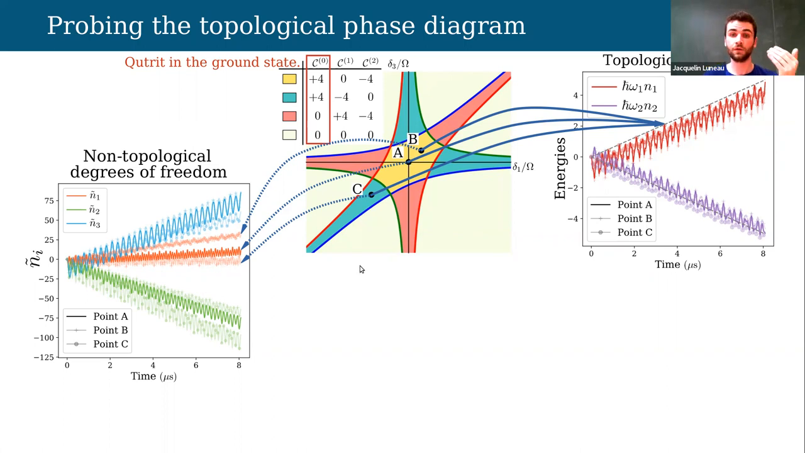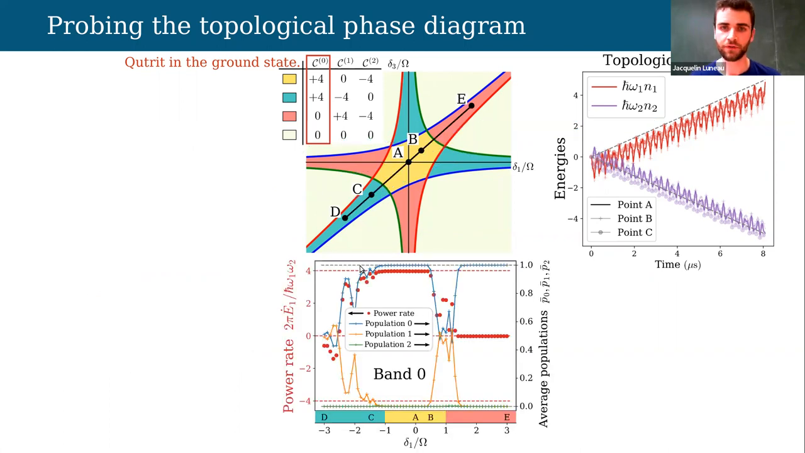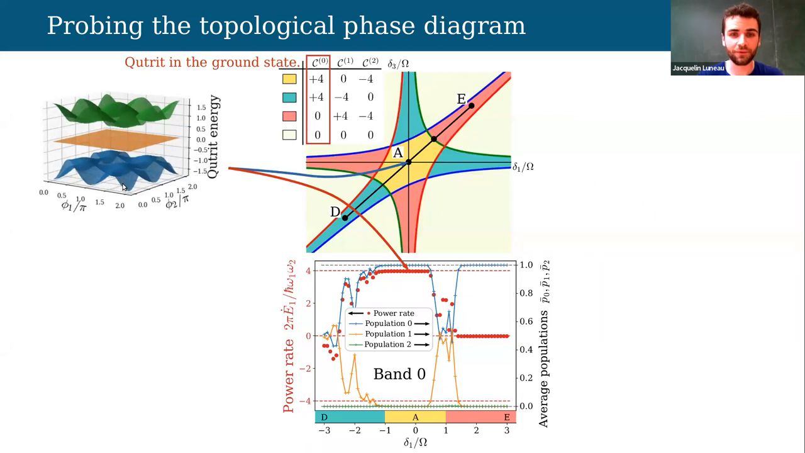So what we can do now is precisely probe this topological phase transition. We can measure this Chern number by measuring experimentally this rate of pumping, this power rate in the topological degrees of freedom. The slope here will be just related to the value of the Chern number. So for example, when we set the value of the parameters near point A here in the yellow region, if we prepare the qudit in its ground state near point A in the parameter space, the ground state is largely gapped.